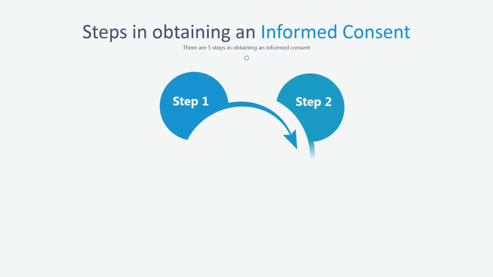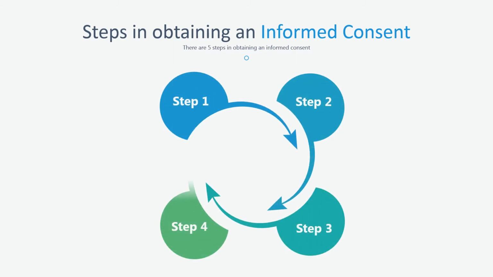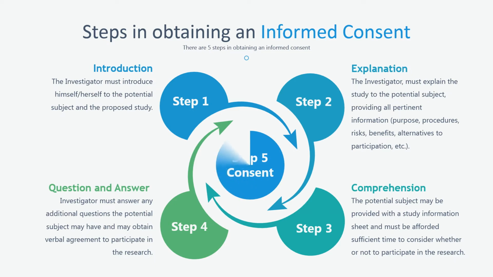In general, there are 5 steps in obtaining an informed consent. Step 1 of the process is introduction. The investigator must introduce himself or herself to the potential subject and the proposed study. Step 2, an explanation. The investigator must explain the study to the potential subject, providing all pertinent information such as purpose, procedures, risks, benefits, alternatives to participation, and so on.